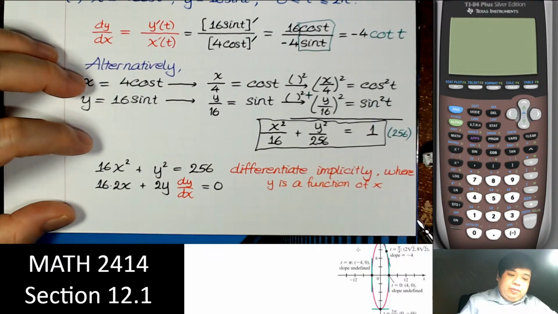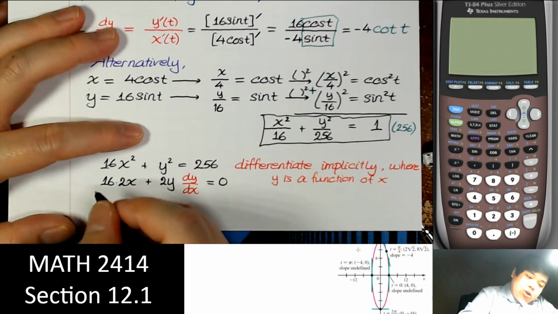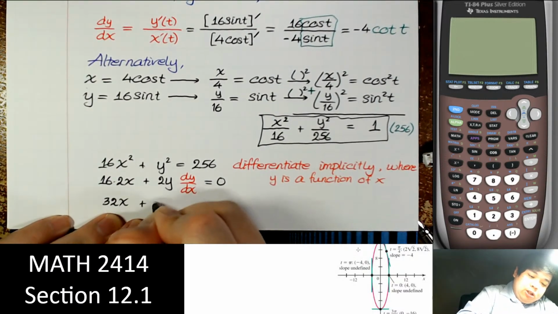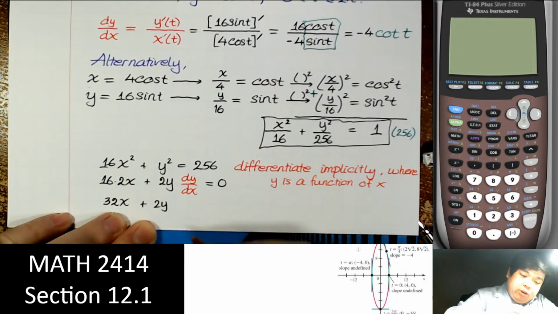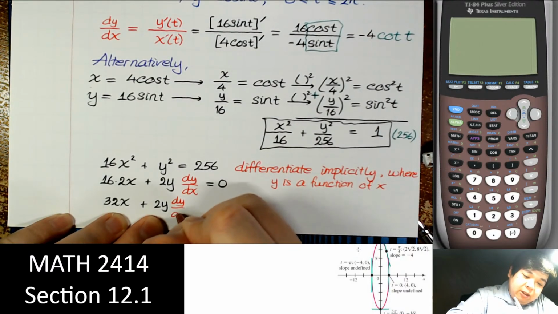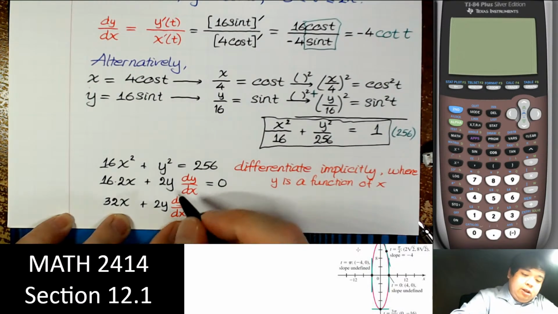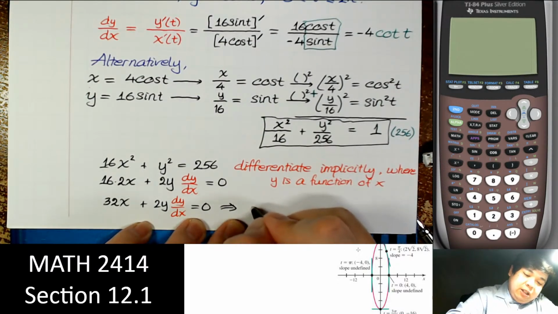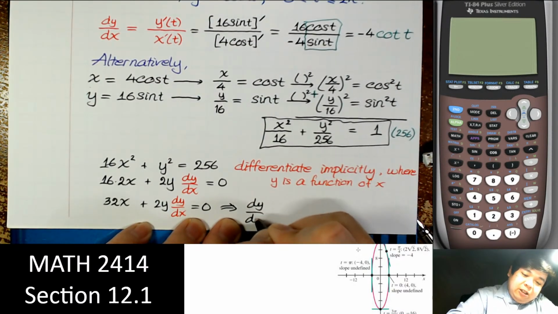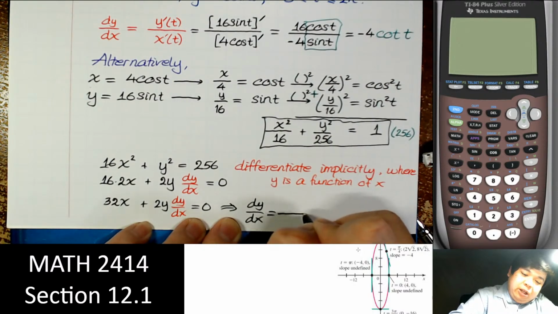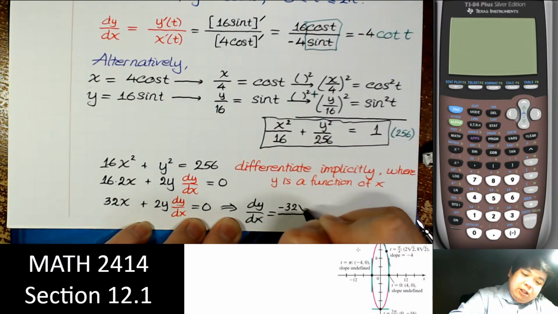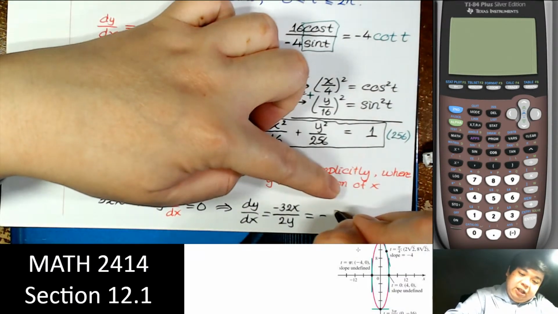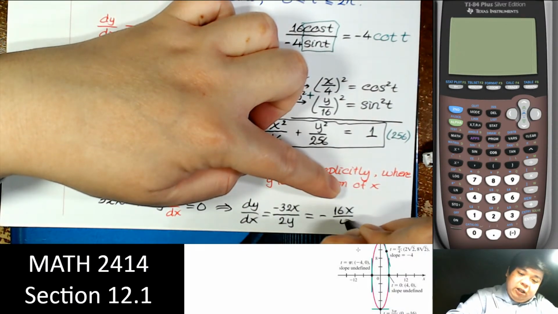And we have that. And so we have 32x plus 2y dy over dx. And we solve for it. Dy over dx will be negative 32x over 2y, which is negative 16x over y.